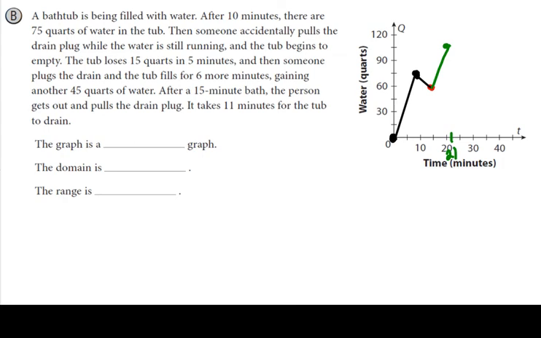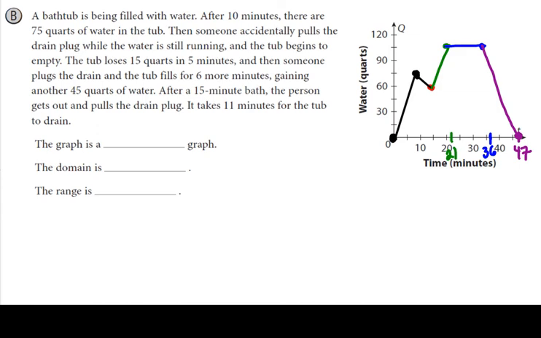After a 15-minute bath, so 21-minute mark plus 15 is 36 minutes later, or from the time that we started filling it initially. So after a 15-minute bath, the person gets out and pulls the plug. So 21 plus 15 is 36. So at the 36-minute mark, they had been sitting in there with no change in the level of water. But then they pull the plug, and it takes 11 minutes to completely drain. So 36 plus 11 is 47. And it takes that long to drain.